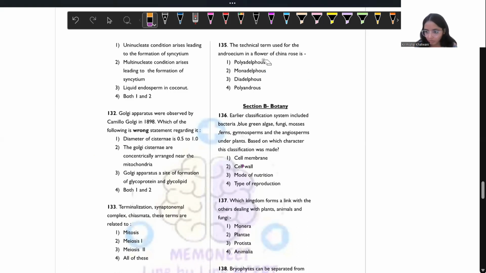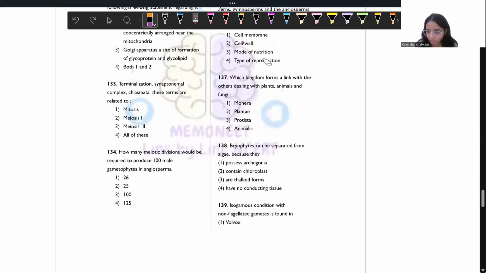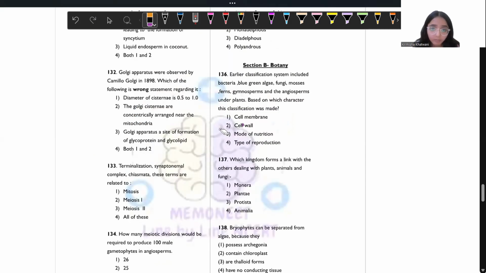Let us see the next question. Earlier classification systems included bacteria, blue-green algae, fungi, mosses, ferns, gymnosperms, and angiosperms under plant kingdom. Based on which character was this classification made? So this classification was made based on cell wall. Because all of them had a cell wall, they thought let us place them in one group. Understood? The answer is option number 2.